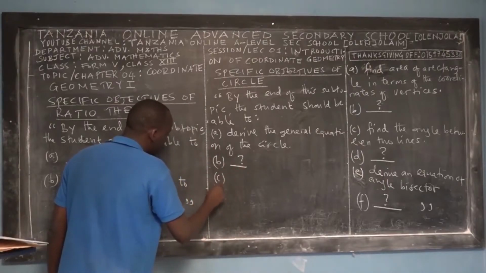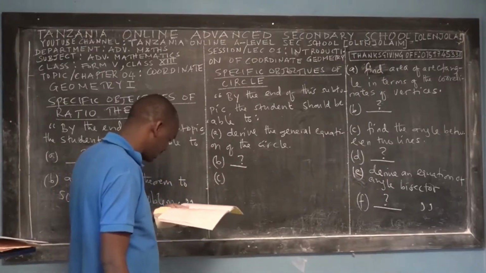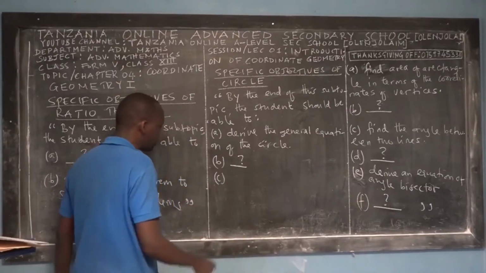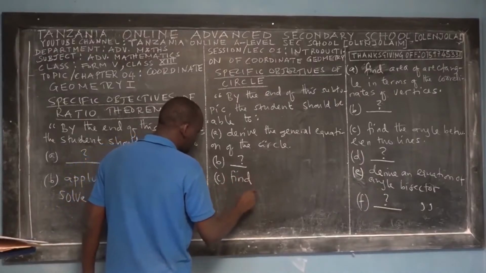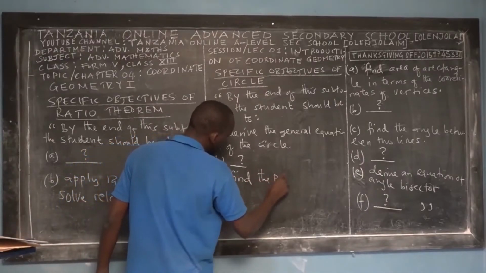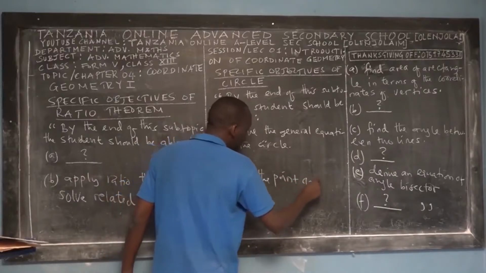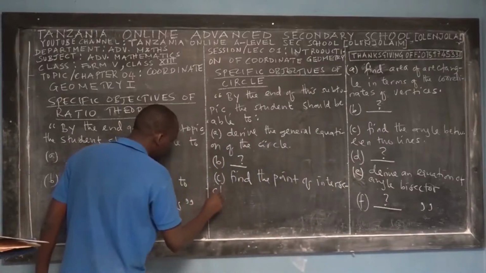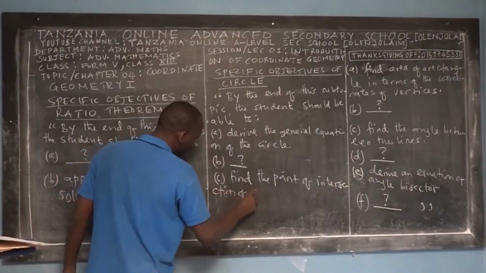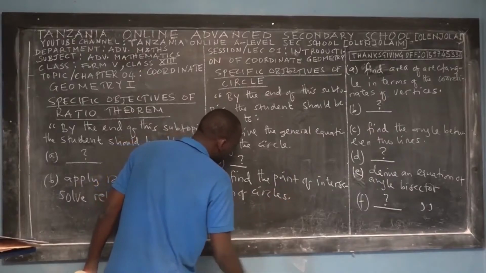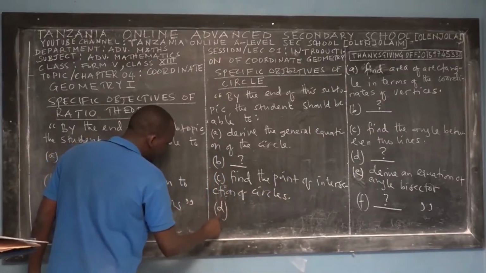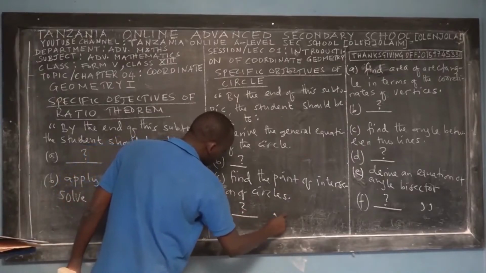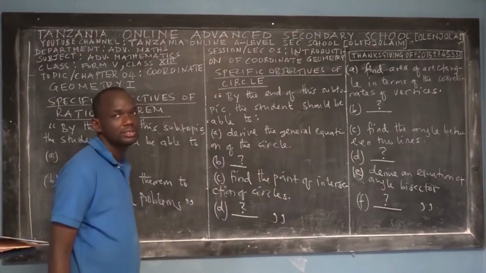Then I'm going to mention the third specific objective: the students should be able to find the point of intersection of cycles. Students should be able to find the point of intersection of cycles. And then the last specific objective, I leave blank for the student to fill in.